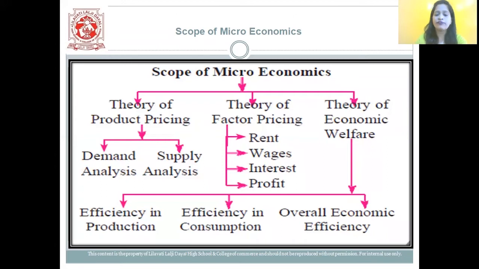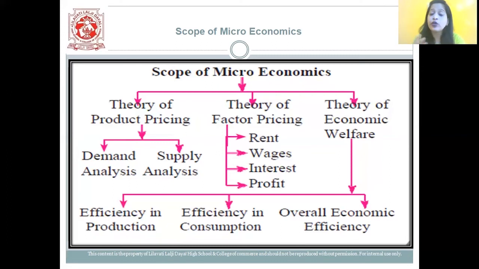So let us now begin with the first topic, that is scope of microeconomics. What does microeconomics cover? The scope is divided into 3 main parts. First is the theory of product pricing, second, theory of factor pricing, third, theory of economic welfare. Now, product pricing is again divided into demand analysis and supply analysis. Then we have factor pricing. We study the pricing of rent, wages, interest, profit. Then in economic welfare, we study the efficiency in production, the efficiency in consumption, and the overall economic efficiency.